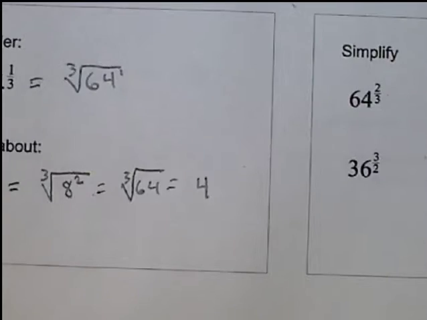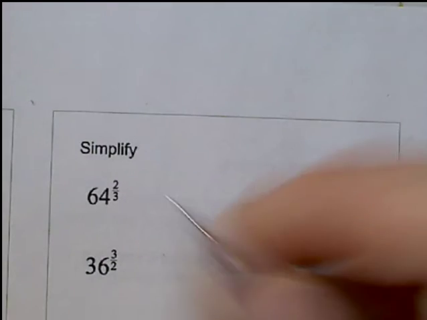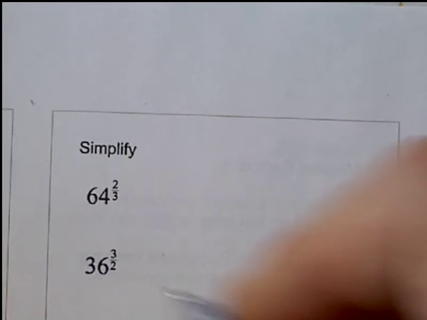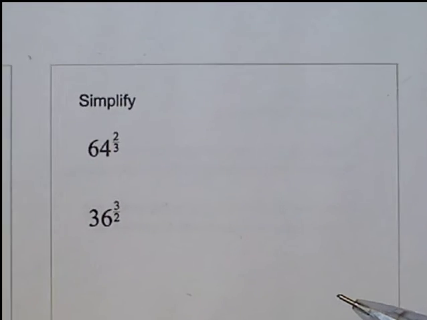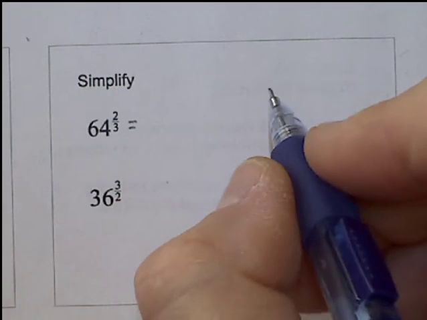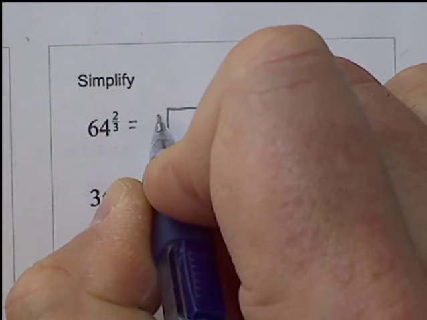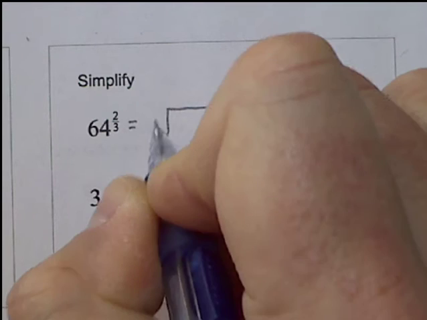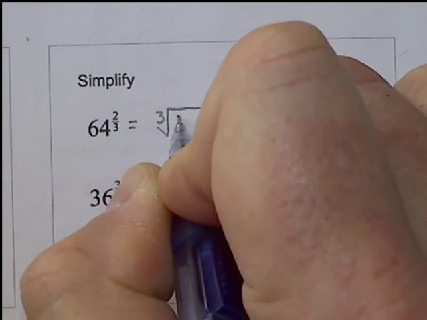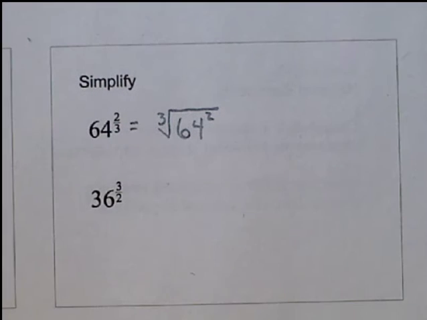All right. So notice that I use a lot of the same numbers over and over because they're easy with the squares and the exponents and stuff. 64 to the 2/3 power is the same thing as the cube root of 64 squared. Okay?